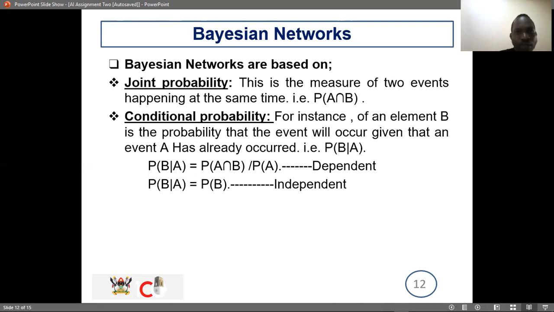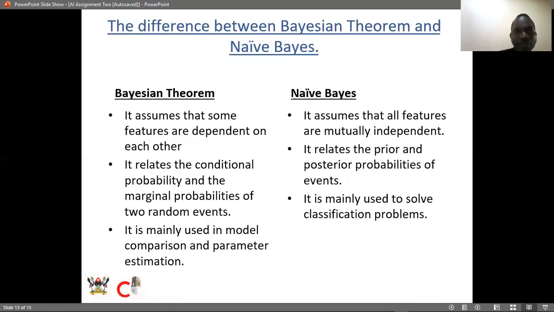Now, for these Bayesian networks, if they are dependent, the probability of B given A will be the probability of A and B over the probability of A. And if B and A are independent, the probability of B given A will be equal to the probability of B only, because A and B are independent.